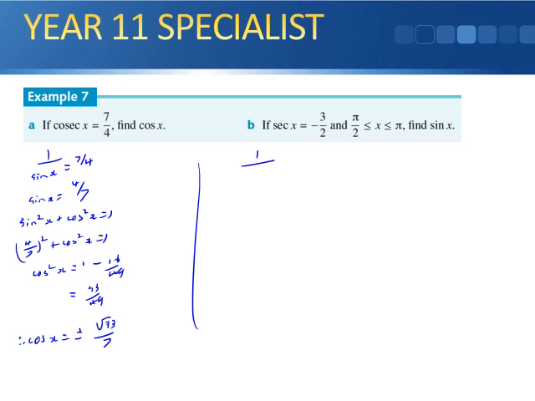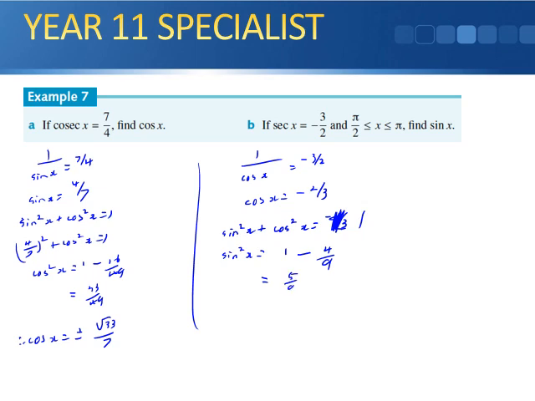For B, this is 1 over cos x equals negative 3 on 2. Again, using the rule, well, I better flip it first. Cos x equals negative 2 on 3. Sine squared x plus cos squared x equals 1. So I get sine squared x will equal 1 minus 2 squared is 4, 3 squared is 9, which will give me 5 over 9. So therefore sine x will equal plus and minus the square root of 5 over 3.